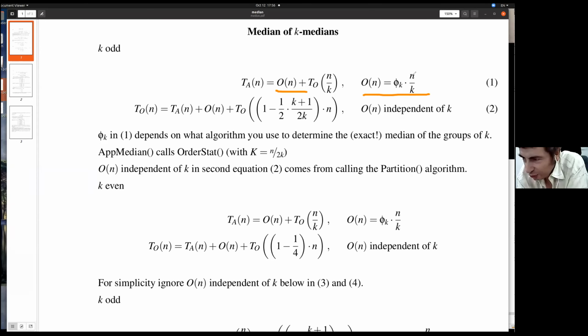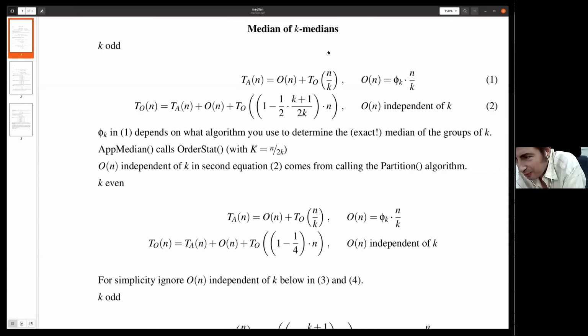of n over k groups times the complexity that you need to find the median of the groups of k. When we talk about constants later, this will be somewhat relevant, so keep in mind this phi k means the number of operations that I need to find the exact median of an array of k elements. So the constant will of course depend on what way I choose to do that. Maybe I will come to this at the end of the class, but for now it is okay just to remember that this is O of n.